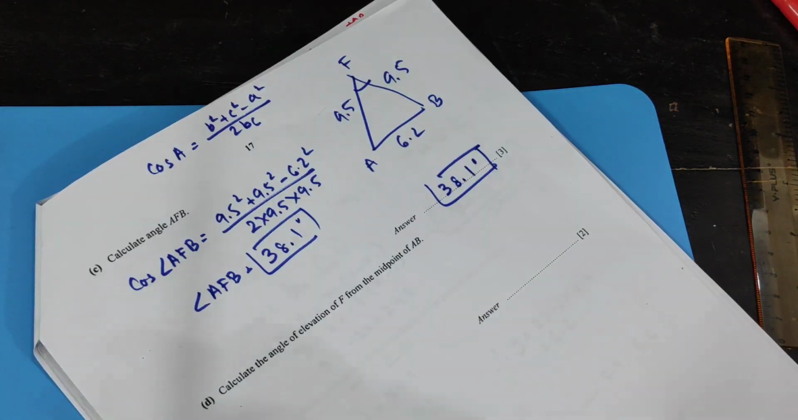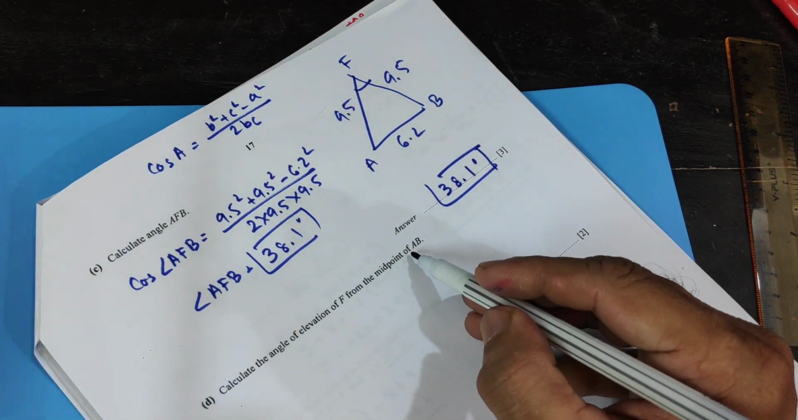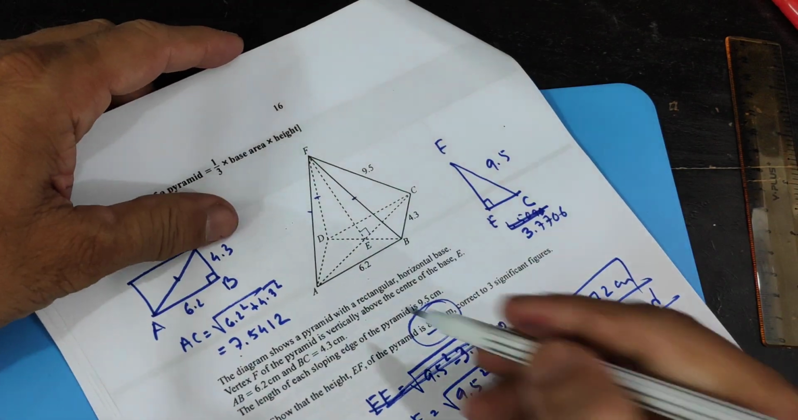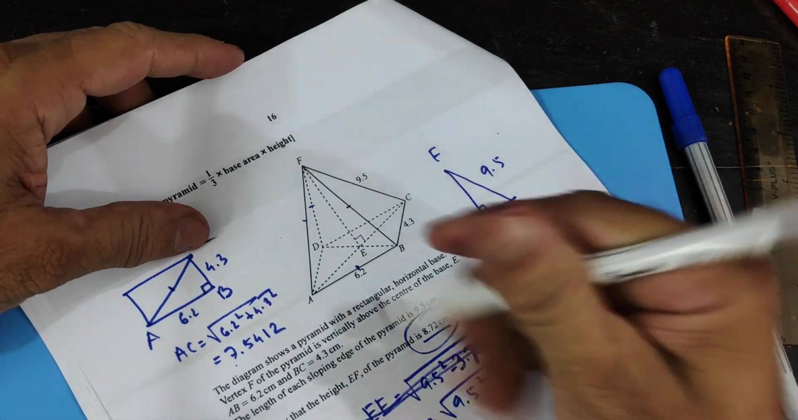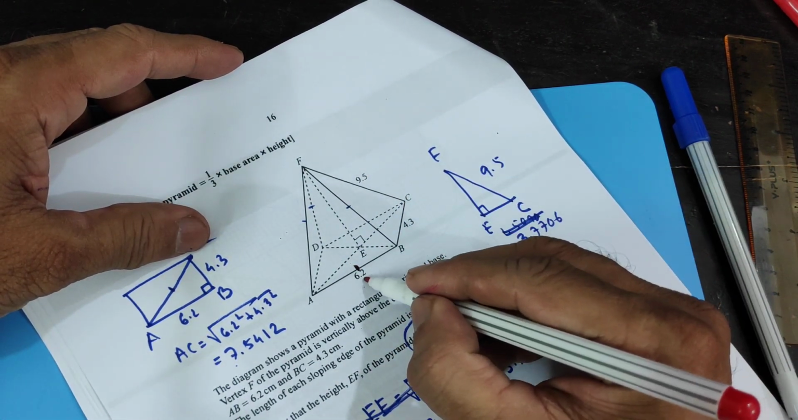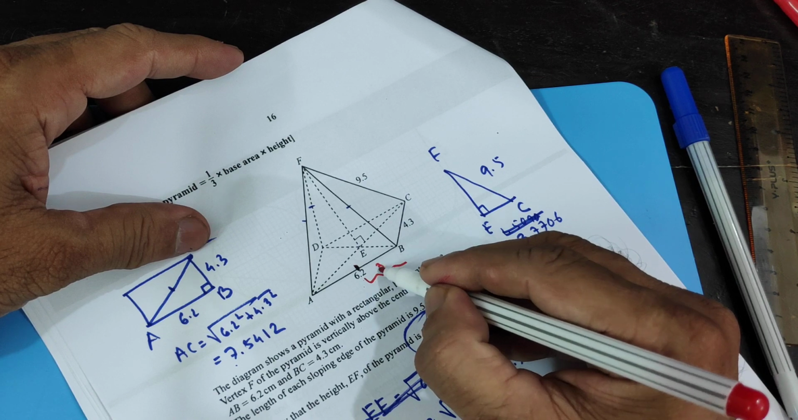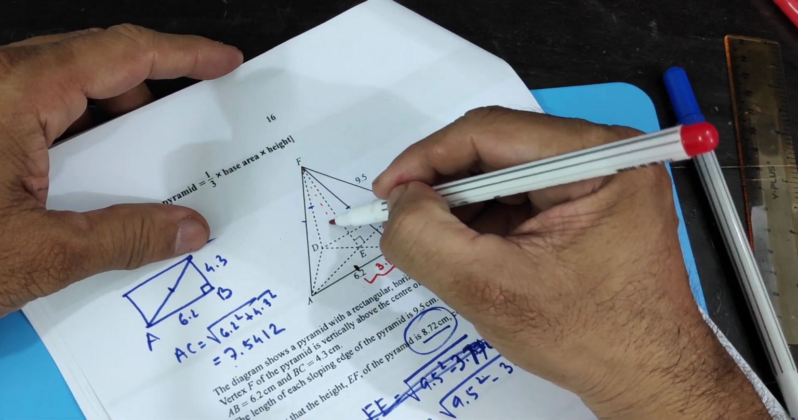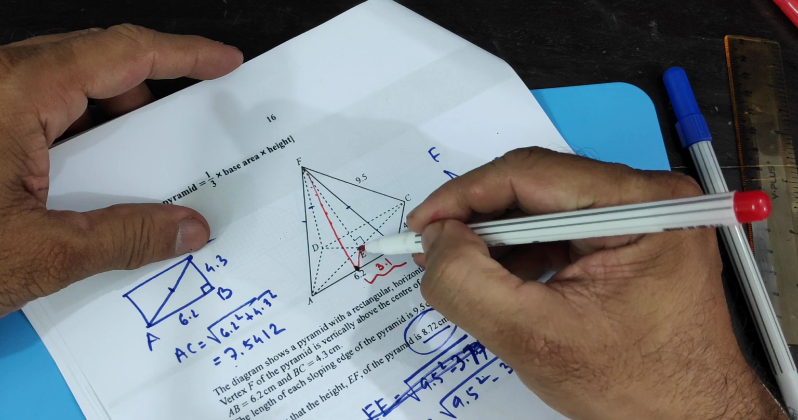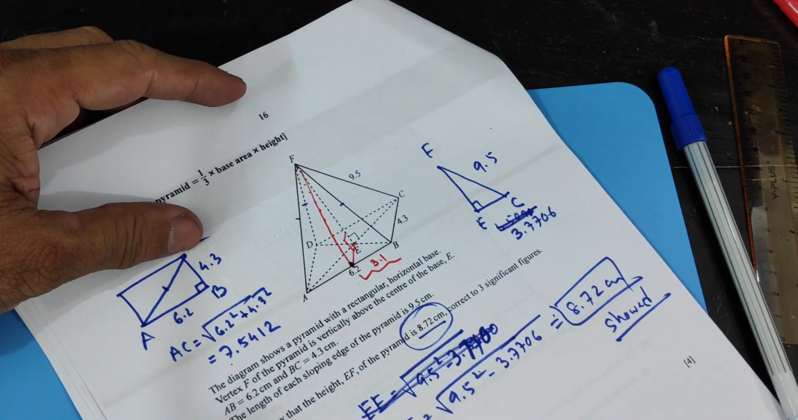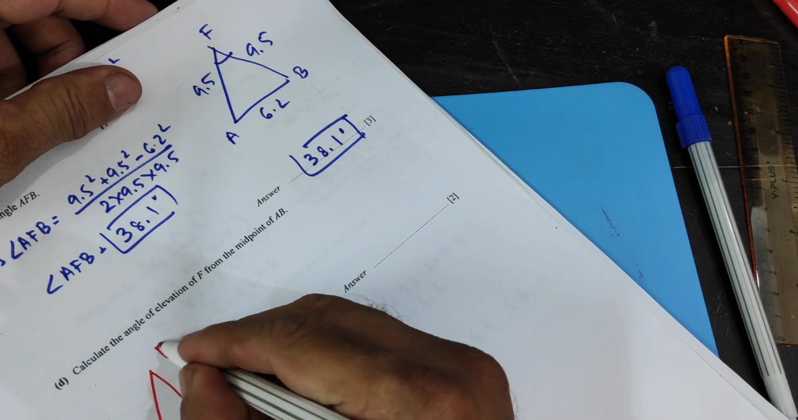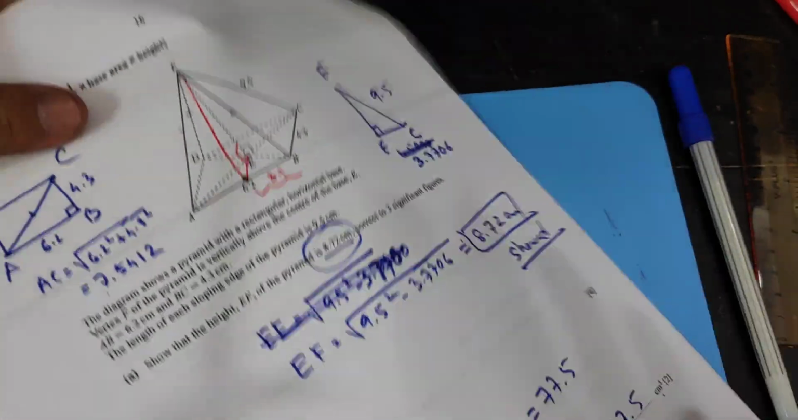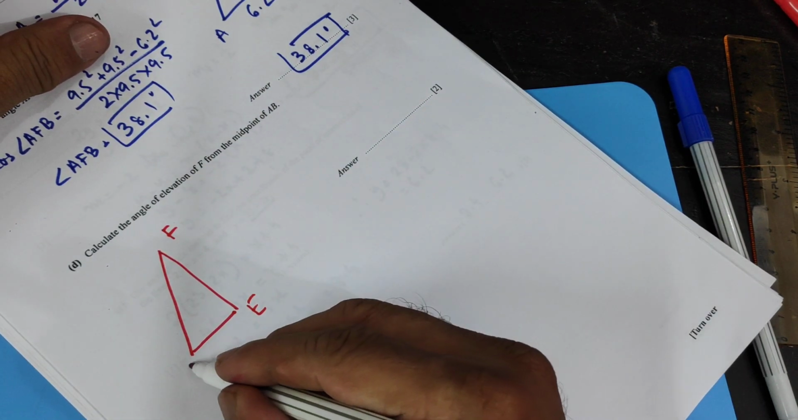Calculate the angle of elevation of F from the midpoint of AB. Let's go for the midpoint of AB. Let me use a different color. The midpoint of that means this part is half of that, 3.1. If I join that and that, it's going to be a right angle. Let me draw this right angle. F is over here, this is E, and this is M.